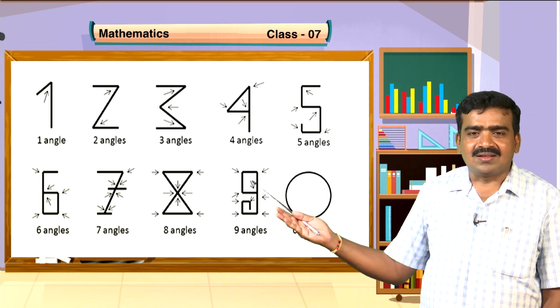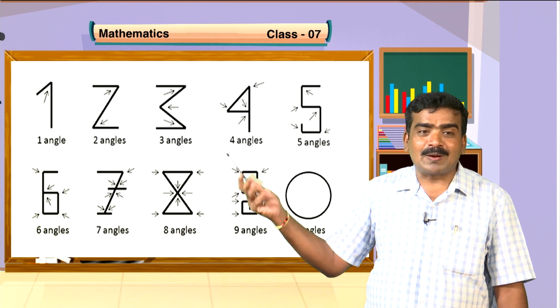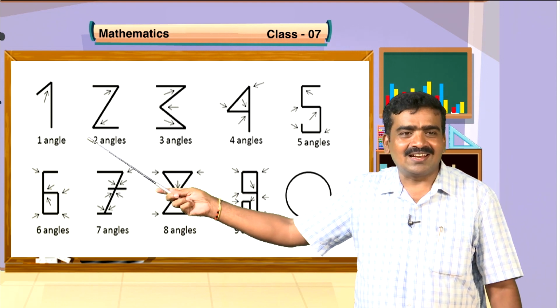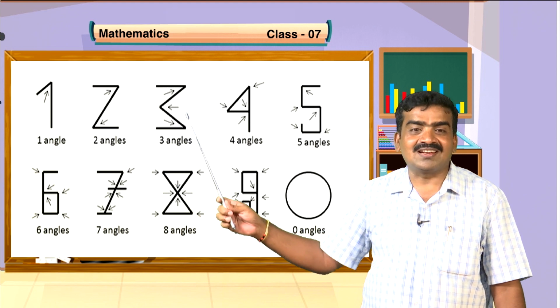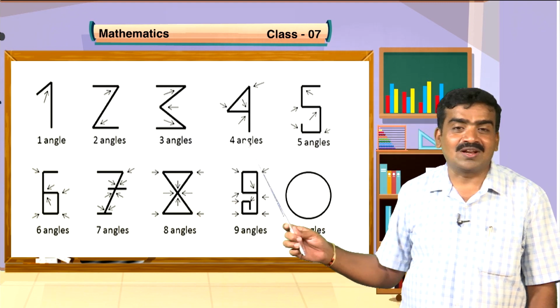Now, see the number of angles in the number pattern, my dear. Here one angle is there in number 1 and in number 2 there are 2 angles. In number 3, there are 3 different angles. In case of 4 also.